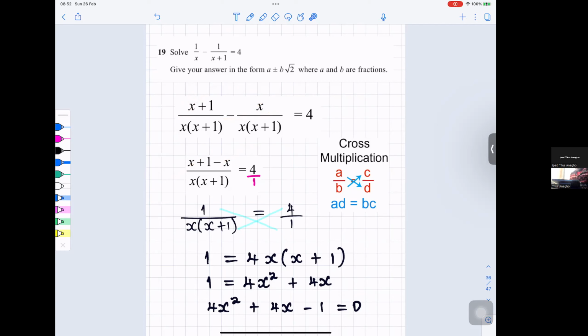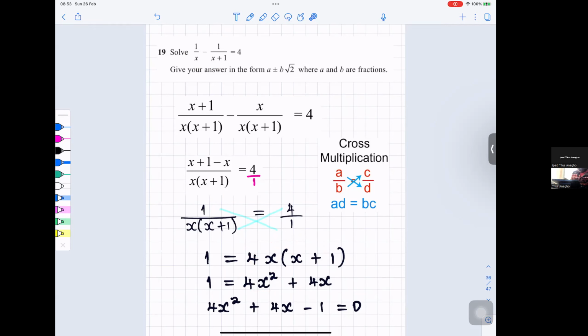The technique to use now is cross multiplication. Learn this method. a over b equals c over d. When you cross multiply, a times d equals b times c. So that means 1 times 1 should equal 4 times x bracket x plus 1. You remove the bracket: 4x times x is 4x squared, and 4x times 1 is 4x.